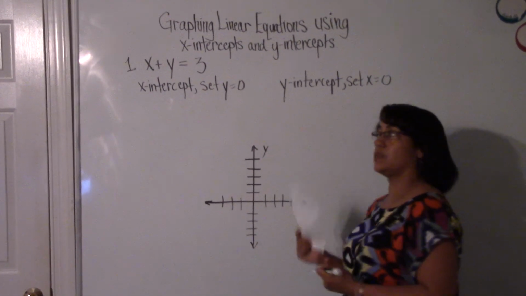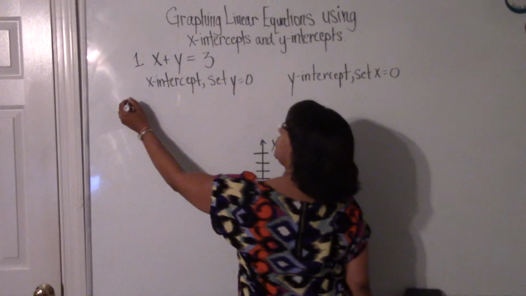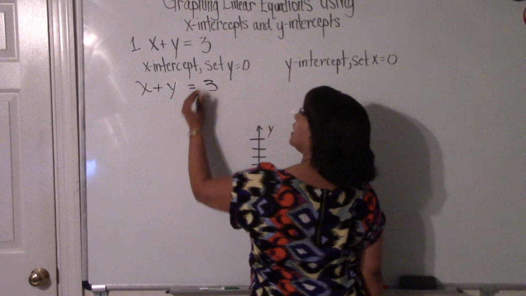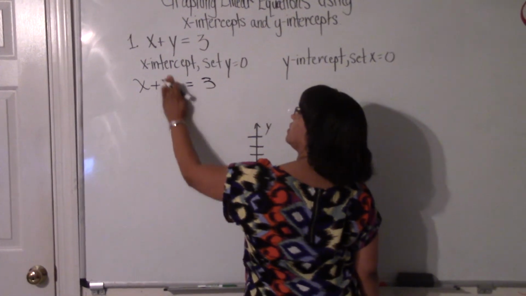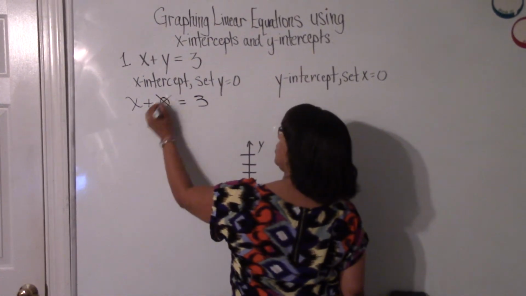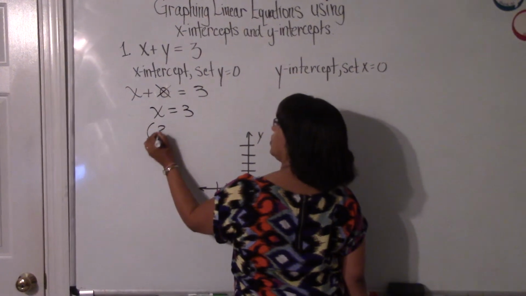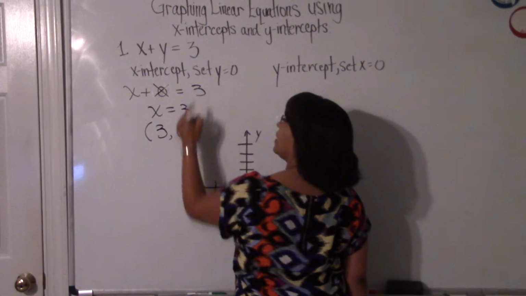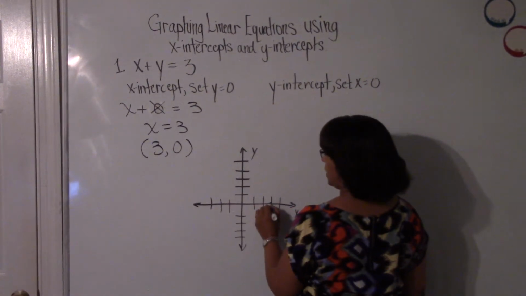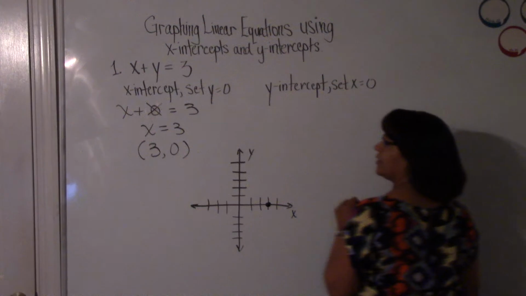So let's look at the first part. We have x plus y equals 3. If we set y equal to 0, we can see how it just goes away. So now what we have is x is equal to 3, which is the ordered pair 3, 0, because we set y equal to 0. So we go over 1, 2, 3, and then we put a point, because we don't go up or down.